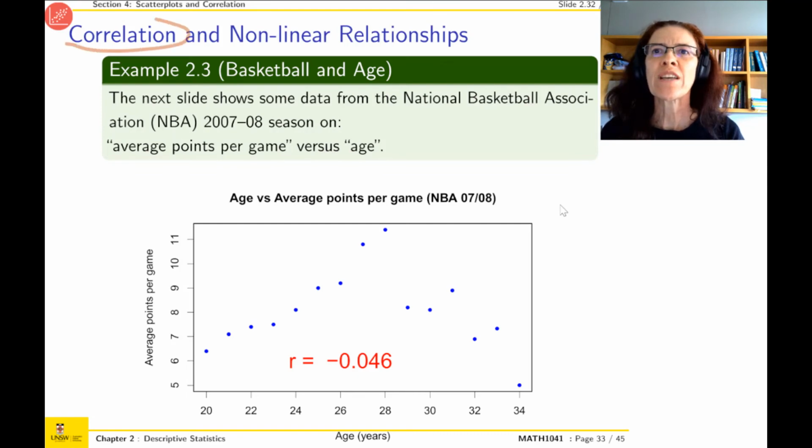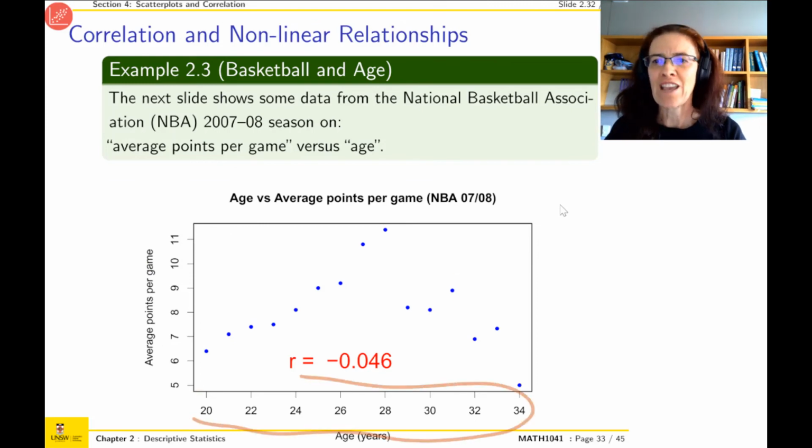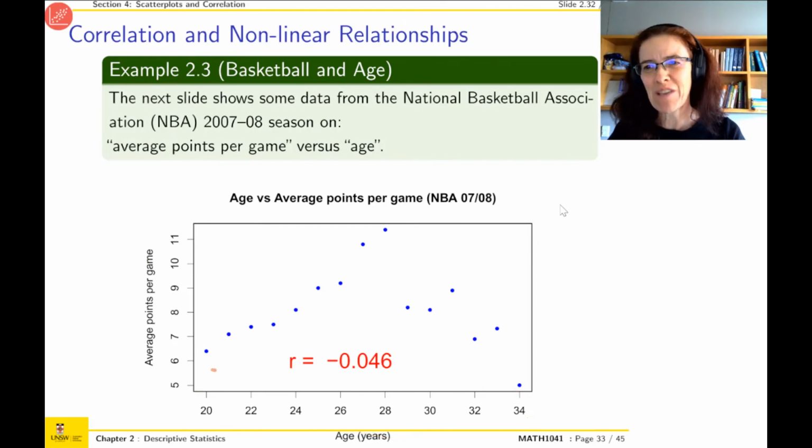So let's see what happens to correlation when there is a nonlinear relationship. Let's look at this example. This scatter plot gives the average number of points per game for each player. So each dot is a player, depending on their age. Not good news for me, because it looks like after 27 years old, the performance seems to be going down. And what you can see here is you get a value of R really close to 0.